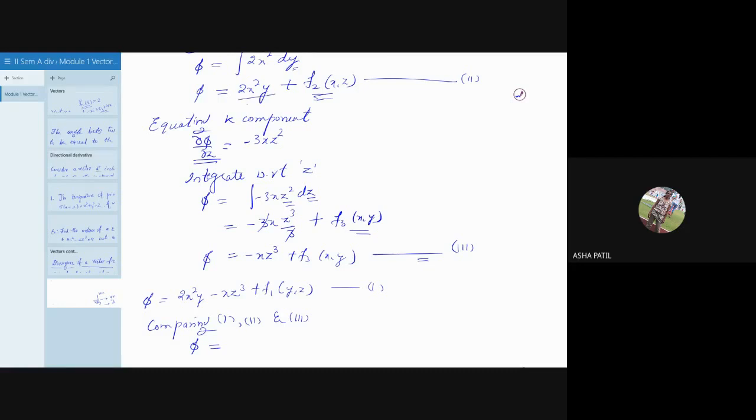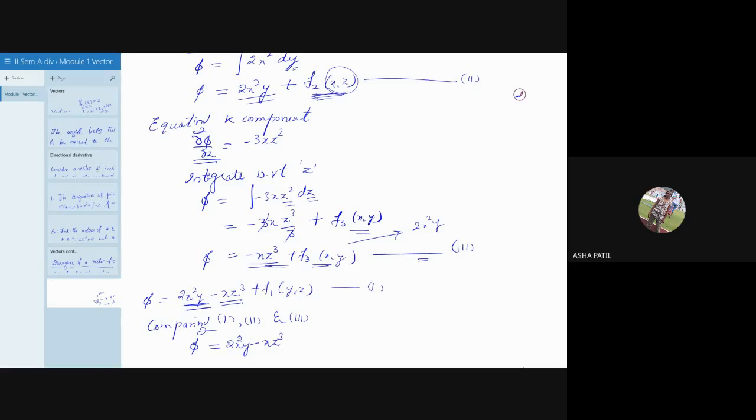Here you can see we have 2x²y. Here also we have 2x²y, but it is not present in equation 3. However, you can add any function in terms of x and y. So this is a function of x and y only, 2x²y. So we'll write 2x²y here; if you take this f3 of xy as 2x²y, it will be present everywhere. Now let us compare the second term. Here it is minus xz³. Here also you have minus xz³, but in equation 2 it is not there, but you can add any function of xz. So we'll write minus xz³.